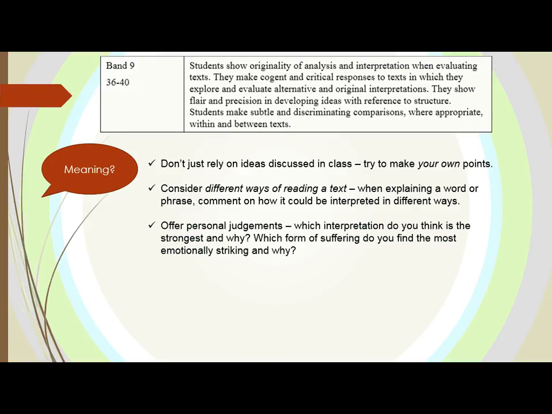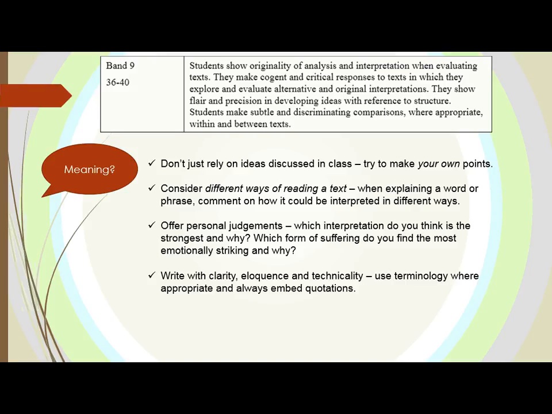That comes to my third point, that the evaluating aspect is to make a judgment. Which interpretation do you think is the strongest and why? Being able to say maybe one word could mean this or it could mean that, and personally, I think the second meaning is the most likely because of another piece of evidence in the poem, for example. Evaluation also means judging which form of suffering you find the most emotionally striking and why that may be the case. So once you've identified all the different ways that people are suffering in the text, being able to pick out one and say, this is the one that particularly hits me hard and this is why.